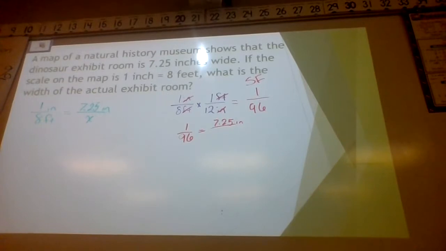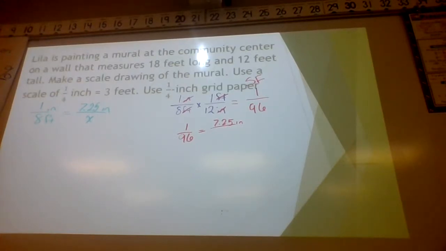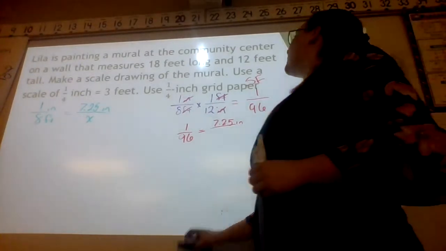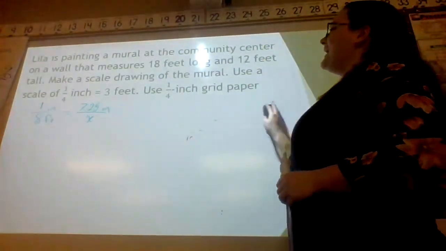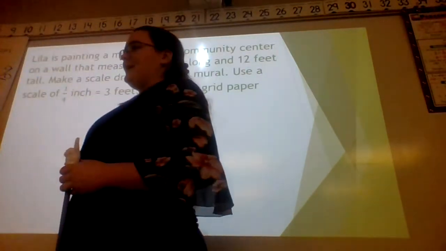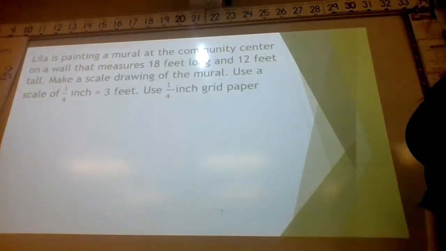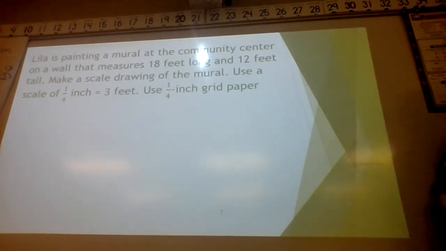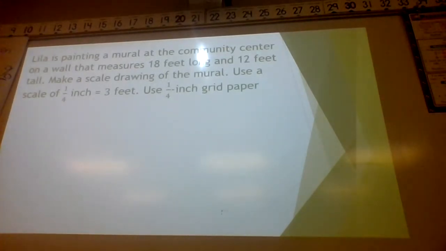No. All right, let's get to the last style of question. Gary, come on over. I'd walk behind everybody, not in front of the pictures. So on this one, let me unfreeze so you guys can see it. Lila is painting a mural at a community center on a wall that measures 18 feet long and 12 feet tall. Make a scale drawing of the mural. Use a scale of 1/4 inch equals 3 feet. Okay? Watch what I do because I'm not going to talk over her.